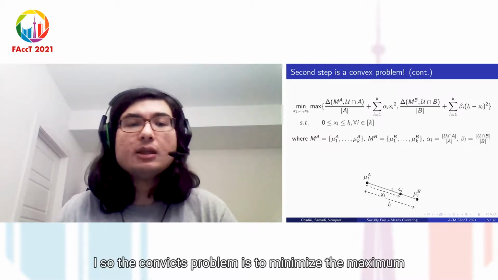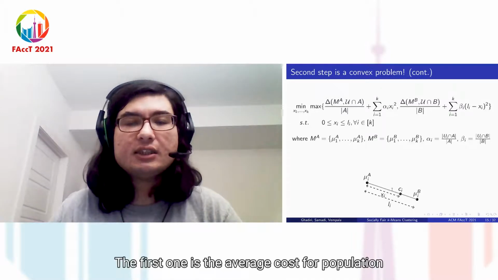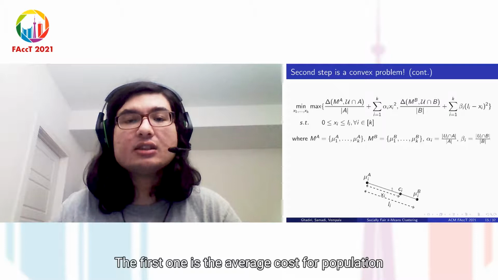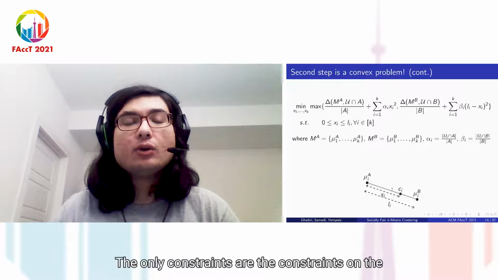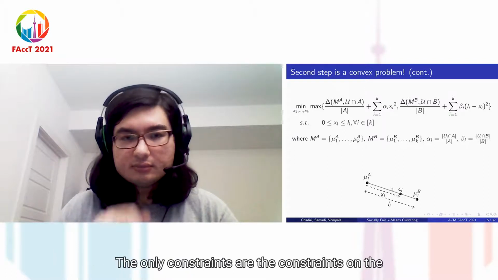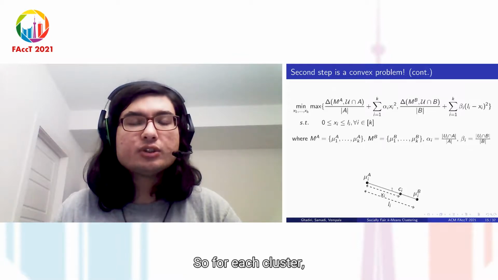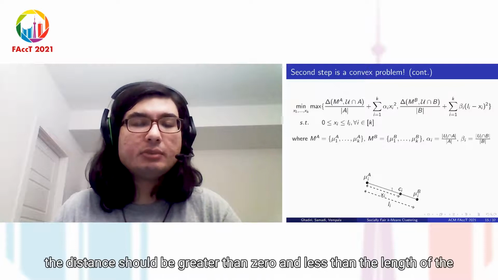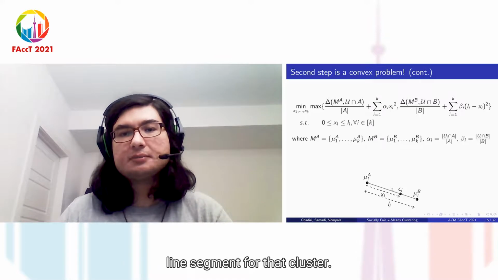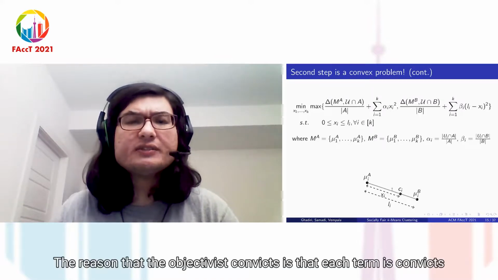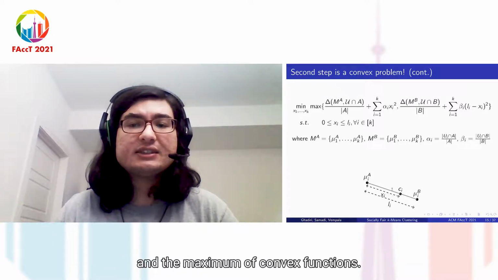So the convex problem is to minimize the maximum of these two terms. The first one is the average cost for population A, and the second term is the average cost for population B. The only constraints are on the distance of the center to mu iA. For each cluster, the distance should be greater than 0 and less than the length of the line segment for that cluster. The objective is convex because each term is convex and the maximum of convex functions is convex.